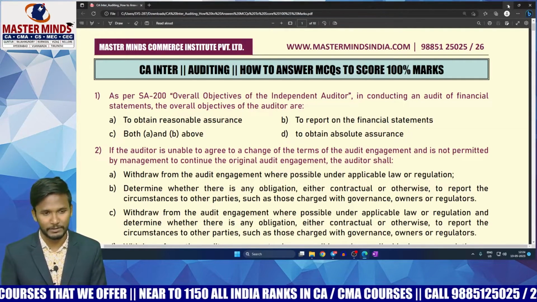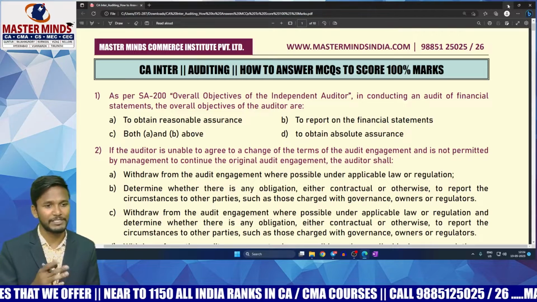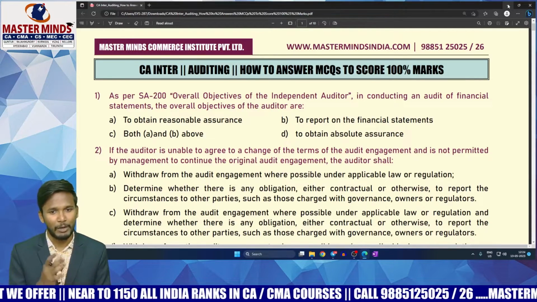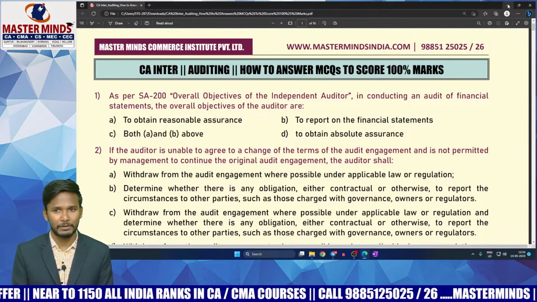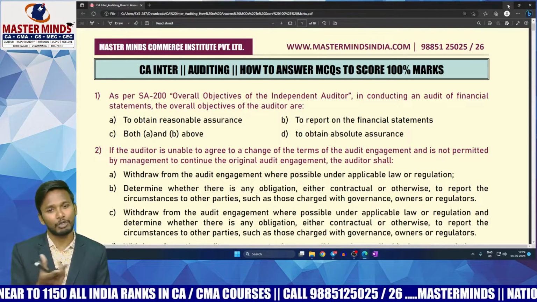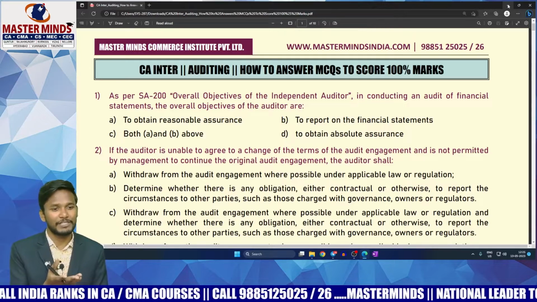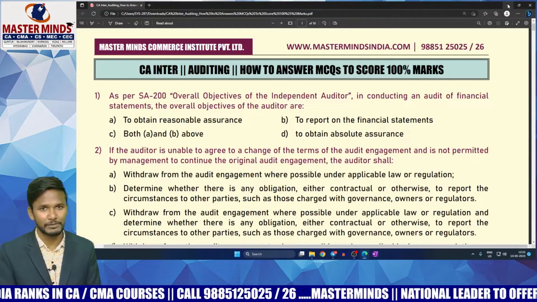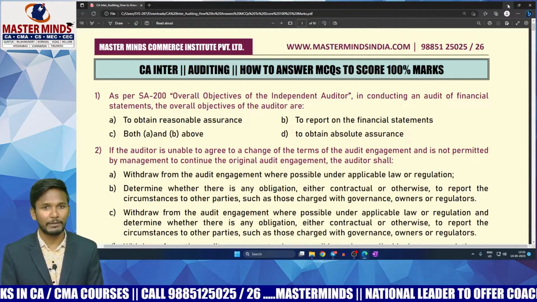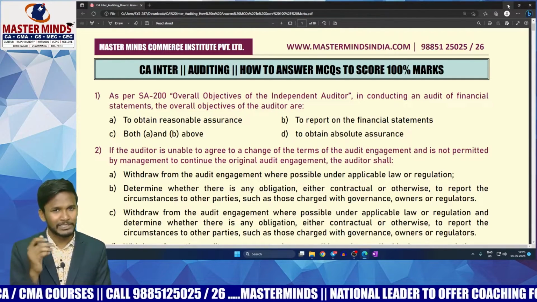Correct? If you see the options given here, option A is about obtaining a reasonable assurance. Option B is about reporting on the financial statements. And if you remember the standard content, both are covered. The answer will be both. And option C says both A and B. So what is the correct option you are going to write? Both A and B. So this is a very simple MCQ, sir.